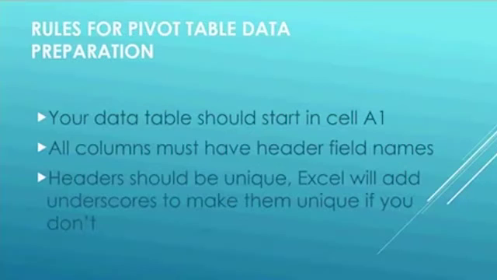Now, some rules for pivot table data preparation. Your data should, in your table, start in cell A1. It doesn't have to, but it should, and it does make things easier. All columns must have header field names. Your headers should be unique. Now, if you don't have headers in there, or if they are not unique, Excel will add underscores to make them unique. It will actually put in a unique name for you.